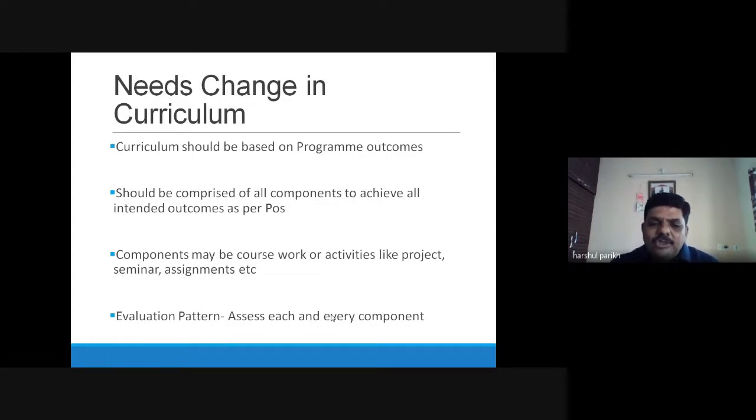And the evaluation pattern also should be changed. They must assess each and every component. That's why more emphasis is given to continuous assessment, rather than an assessment at the end of a semester or at the end of every month, where we take a test examination. Our evaluation pattern should involve continuous assessment of the student. That is the need of the hour.